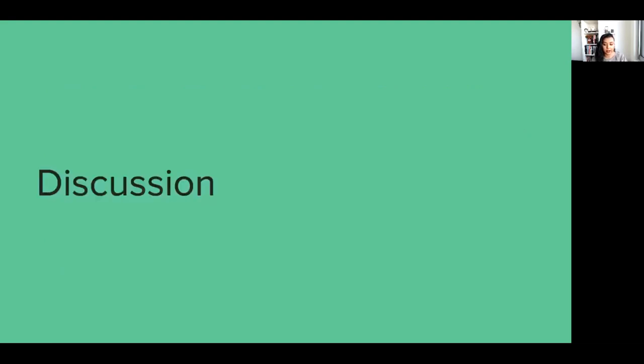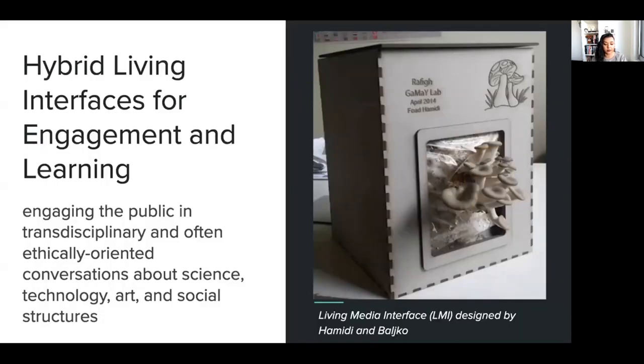In conclusion, here are the themes we found to be important for the HCI community to consider in the future of designing living media interfaces. First, our findings show that bioartists, educators, and community organizers who work at the intersection of art and biology view living organisms as particularly rich sources of knowledge and inspiration. Bioart can engage the public in transdisciplinary and often ethically oriented conversations about science, technology, art, and social structures.